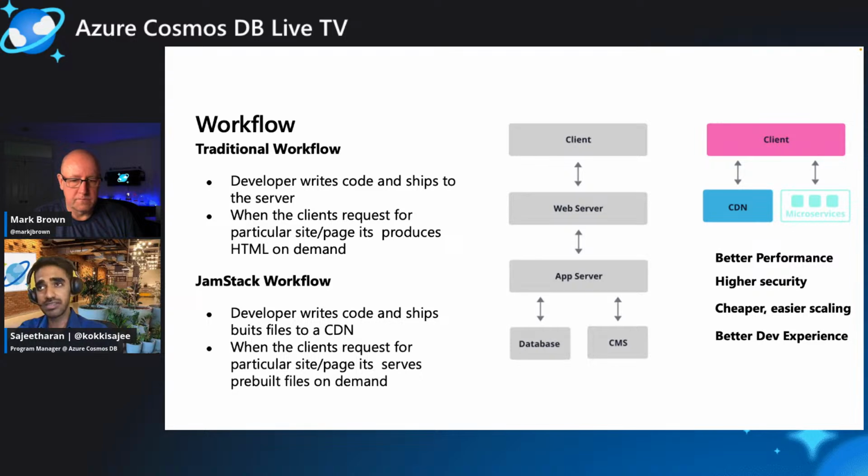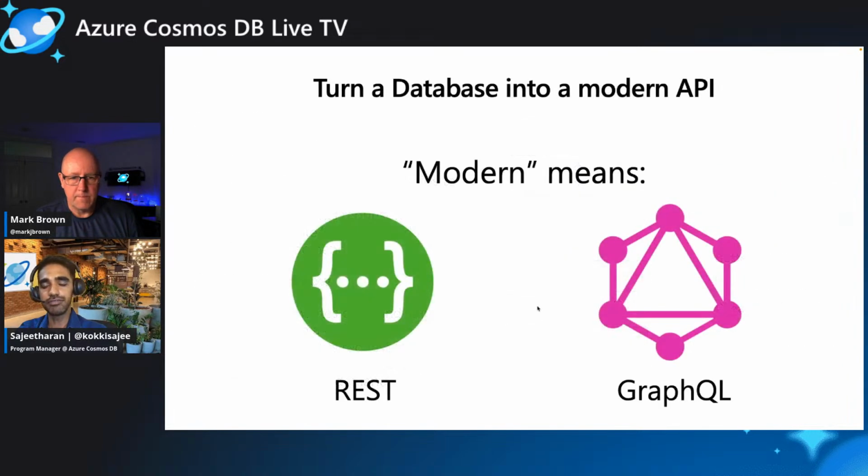So it provides higher security because you can integrate with any of the authentication frameworks, or you can use access tokens. And then it's cheaper and easier to scale because it comes with some of the offerings like serverless. And finally, better developer experience because it provides the CLI and more tools to test those scenarios. So that's the fundamental difference between a typical web development and a Jamstack.